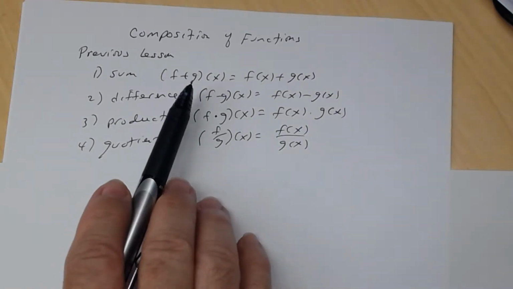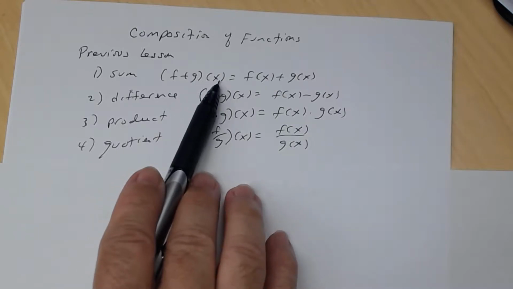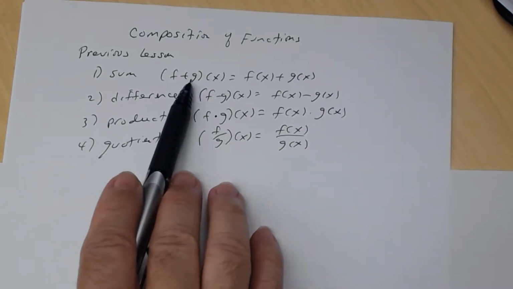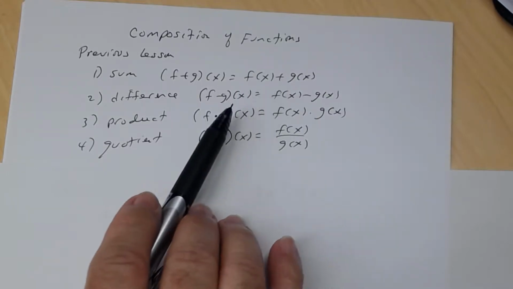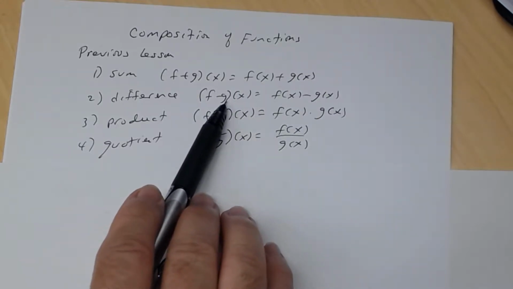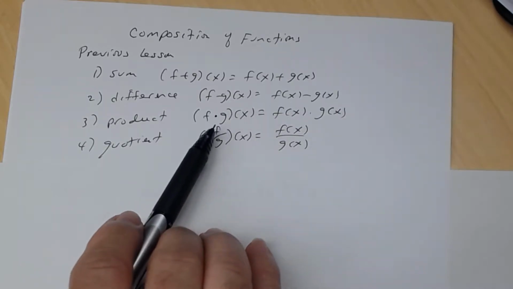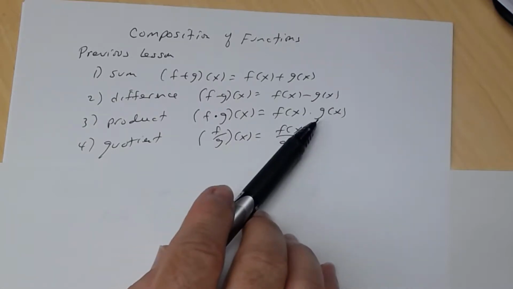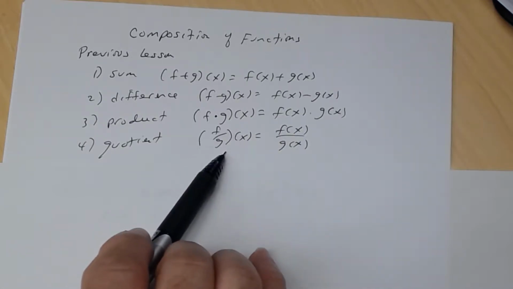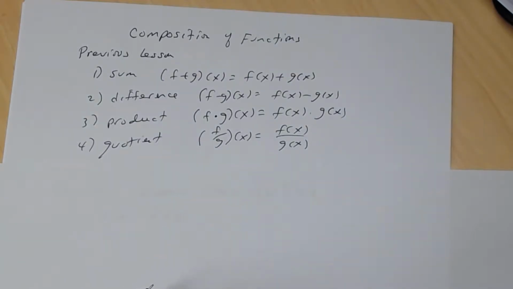All right, but notice the notation. The notation is important. When you see f plus g at x, that's the same thing as saying f of x plus g of x. F minus g at x is the same thing as f of x minus g of x. F times g at x is f of x times g of x, and f divided by g at x is f of x divided by g of x.